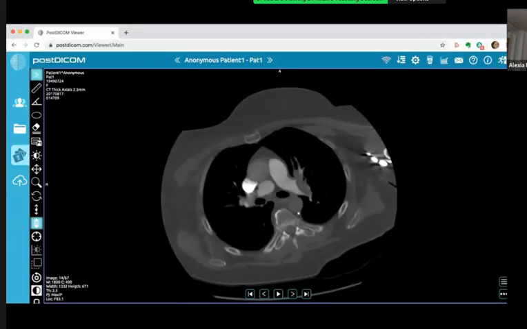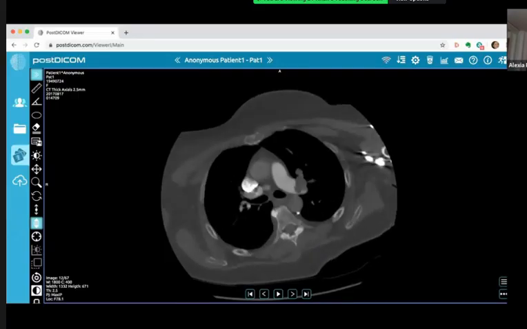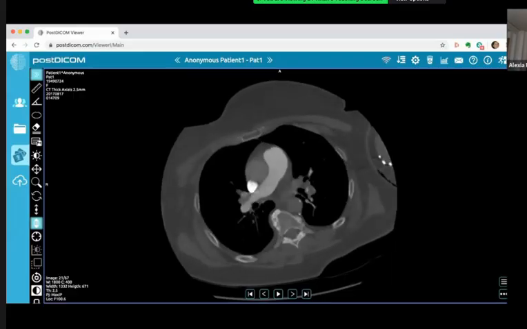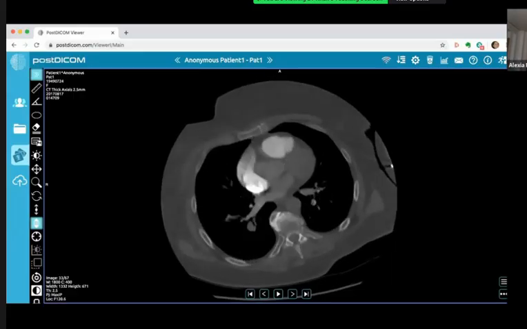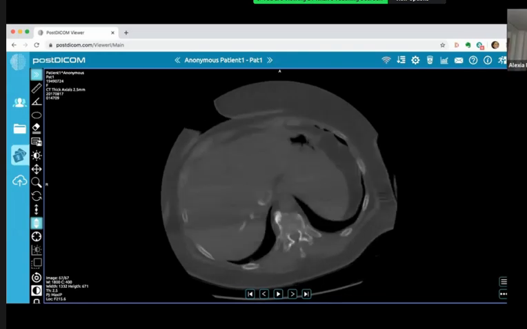Okay, so I'm going to scroll through this. I've altered the window slightly, just so that it will outline the findings a little bit more. Yep. And whenever you're ready, just have a look. I'll scroll through once again.